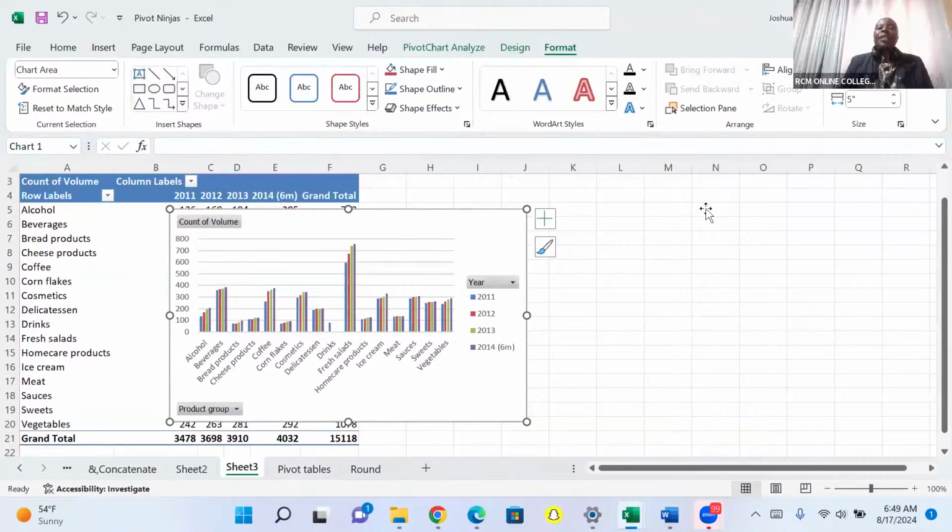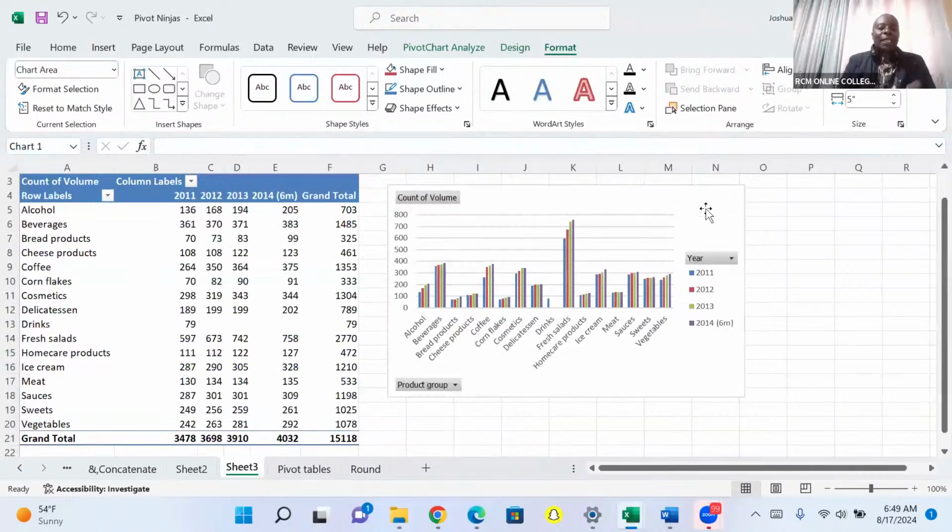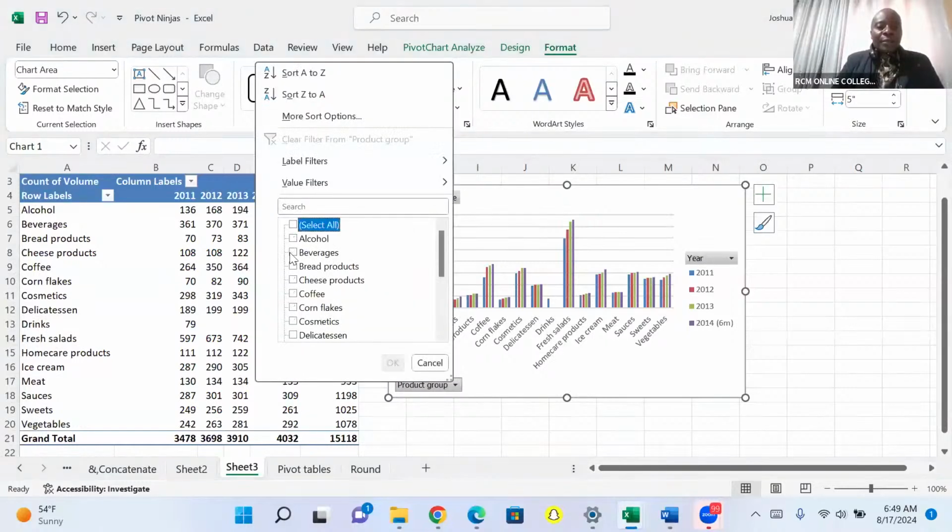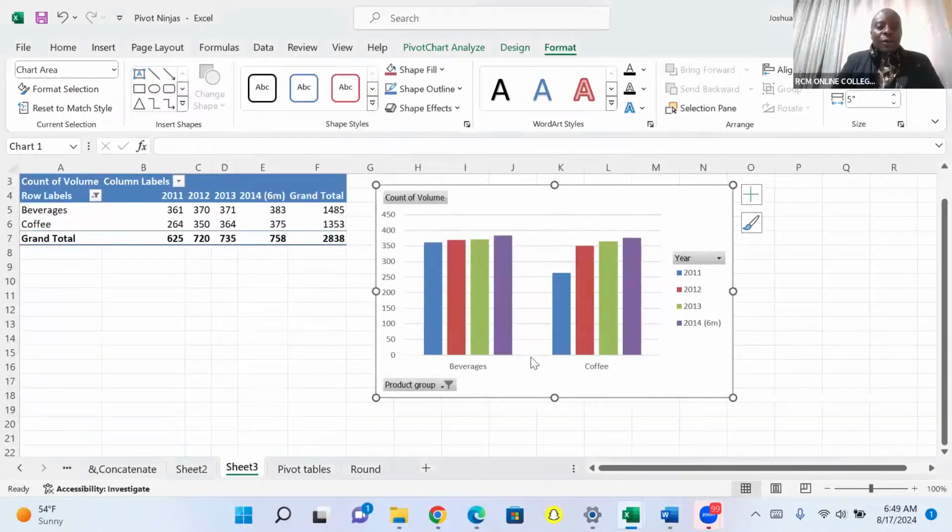Now with this, I can do what we call slicing and dicing. So I can come and slice, for example, here. For example, I'm interested in tracking cosmetics. Let me uncheck all of them first. Maybe beverages and the coffee. All right, I say okay. So you can see I'm slicing this down to beverages and coffee, and the table has behaved, beverages and coffee. I'm slicing them down concurrently.